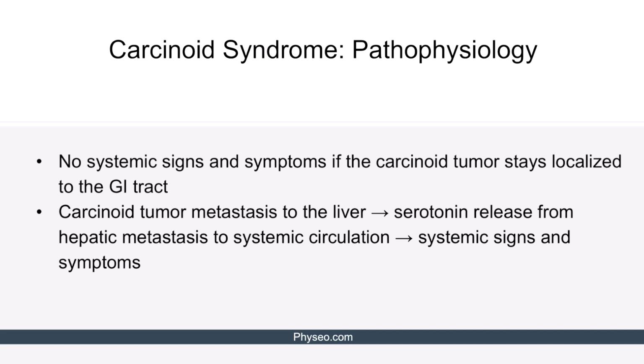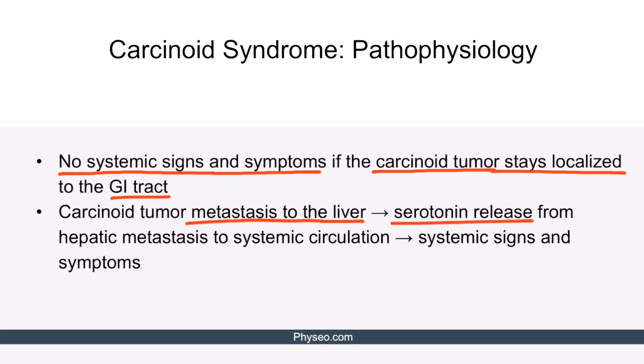A carcinoid tumor, which normally produces serotonin, does not cause systemic signs and symptoms if it stays localized to the GI tract. This is because serotonin in the portal vein is broken down by the liver via first-pass metabolism. However, if the carcinoid tumor metastasizes to the liver, then serotonin is no longer broken down via first-pass metabolism, and it is released into systemic circulation. This will induce the systemic signs and symptoms that we will discuss in the next slide.